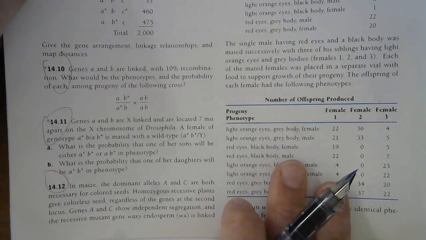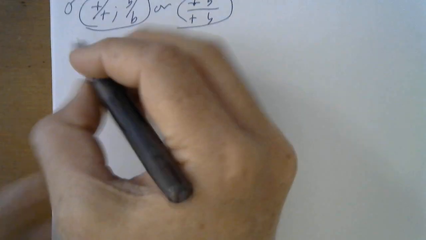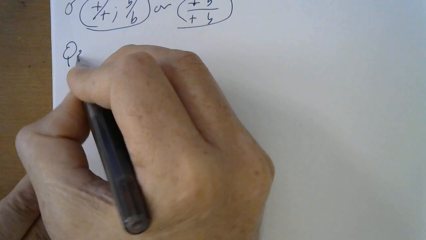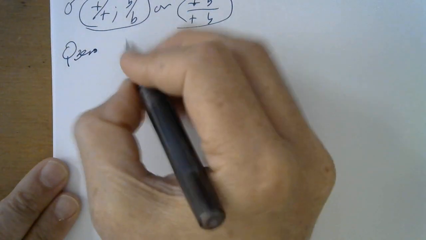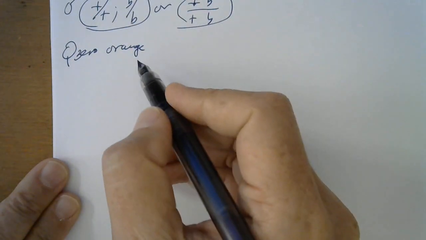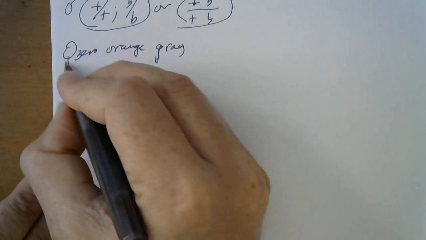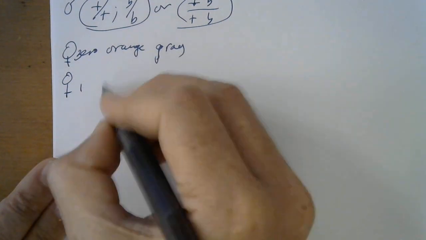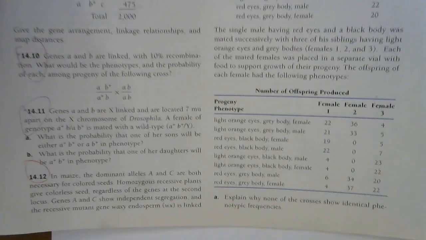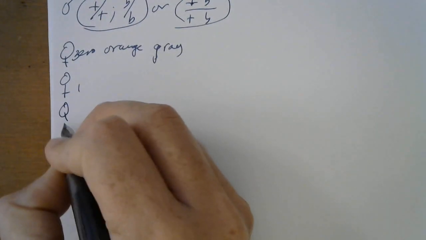He is mated to 3 of his siblings having orange eyes and gray bodies, females 1, 2, and 3. Remember female 0 was the mother; she was orange, and it doesn't explicitly say she was gray, but of course that's the wild type, and we would be told otherwise. So female 1, 2, and 3, orange eyes and gray bodies. All 3 of them are like this.